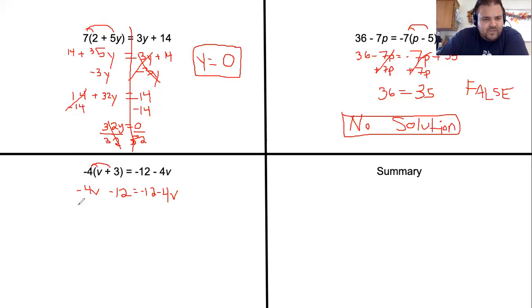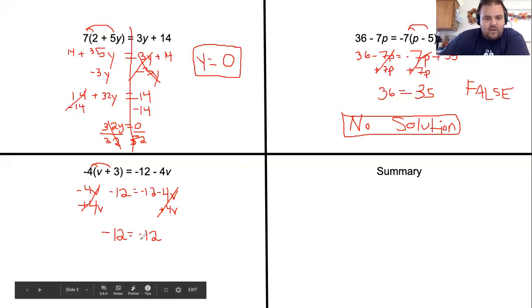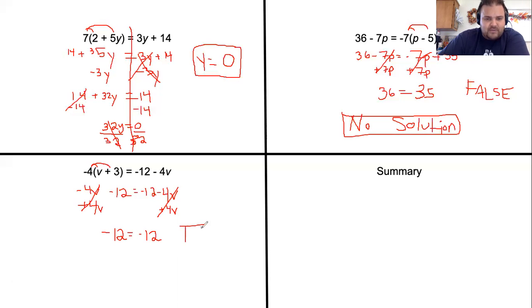And I like to usually go after my variables first. So if I have negative 4v, I'm going to do the inverse. I'm going to add 4v to both sides. And when we do so, negative 4v plus 4v is 0v. Same thing here. We're left with negative 12 equals negative 12. And negative 12 does equal negative 12. That is a true statement.